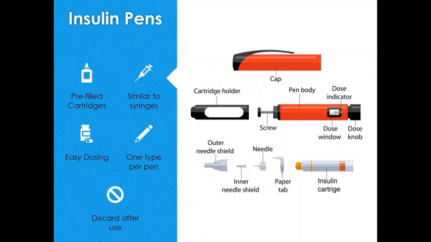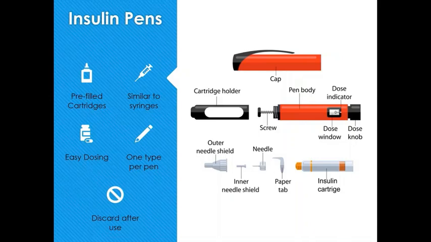Now we can briefly talk about insulin pens. Insulin pens are similar to syringes that contain pre-filled cartridges, one insulin type per pen. Some people prefer pens to vials due to their ease of use and they travel well. To administer insulin using a pen, bring the pen to room temperature, dial the dose needed, and inject.